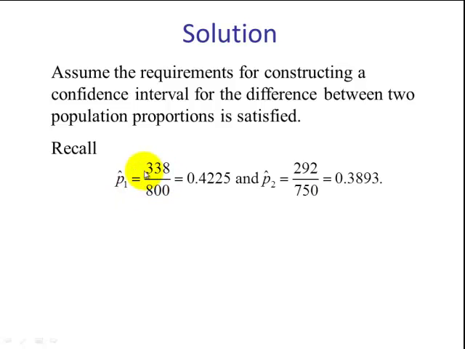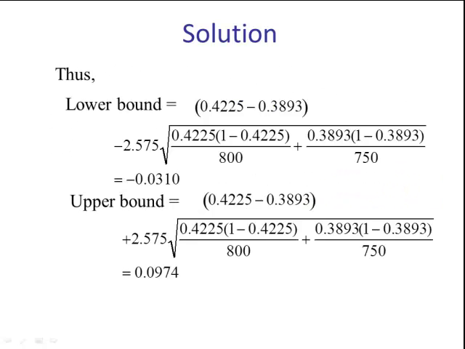Okay, our p hat 1 is our x over n, which is 338 that have internet access out of 800, which is about 0.4225, and p hat 2 would be 292 out of 750, which is about 0.3893. Using those values and substituting them into the formula, we see that the lower bound is negative 0.0310, and the upper bound is 0.0974. Now let's see how we do this in Minitab and StatCrunch.